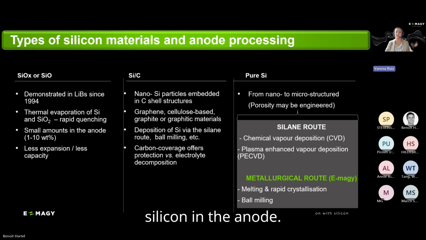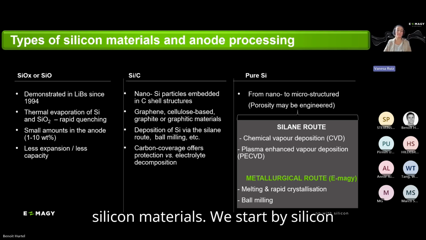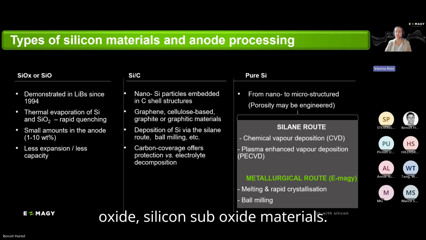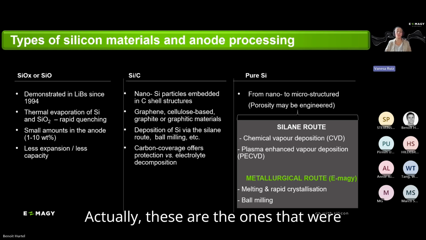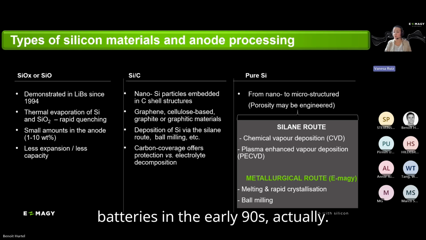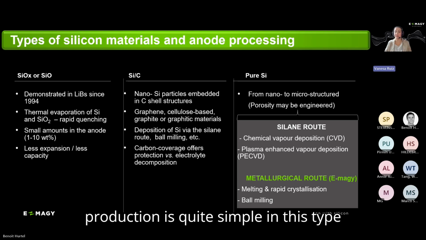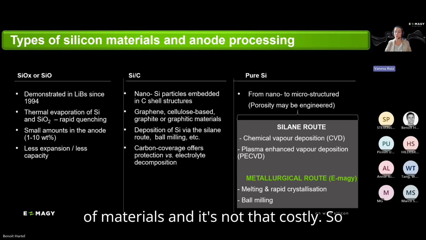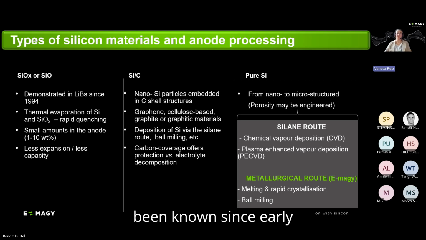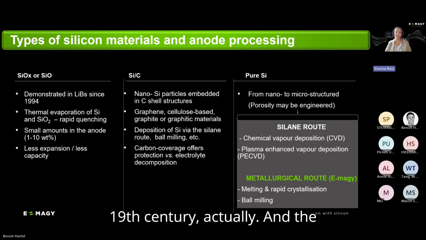silicon in the anode. We have here three types of silicon materials, and we start with silicon oxide, silicon suboxide materials. Actually, these are the ones that were first demonstrated in lithium-ion batteries in the early 90s, so already quite some time ago. The production is quite simple in this type of materials and is not that costly. Silicon oxide is a compound that has been known since the early 19th century, and the production is rather simple.